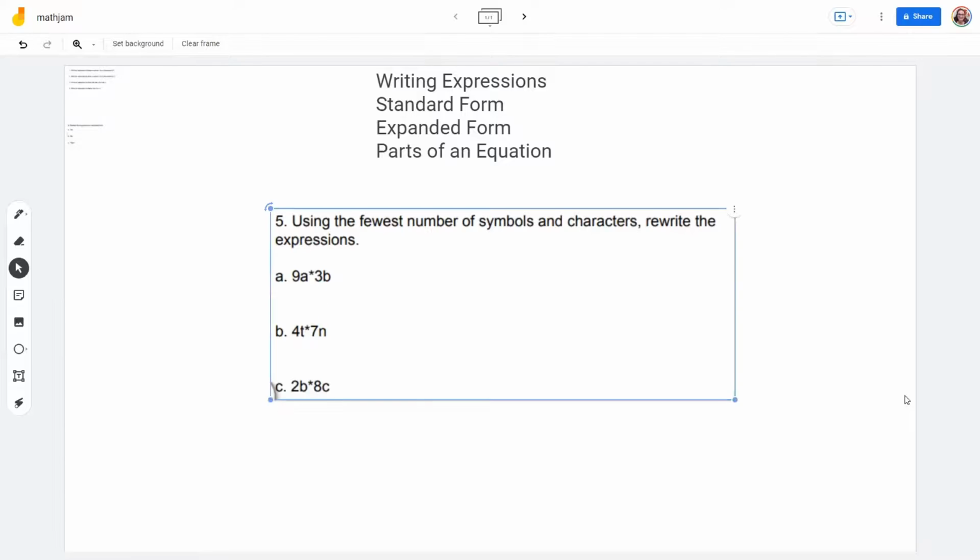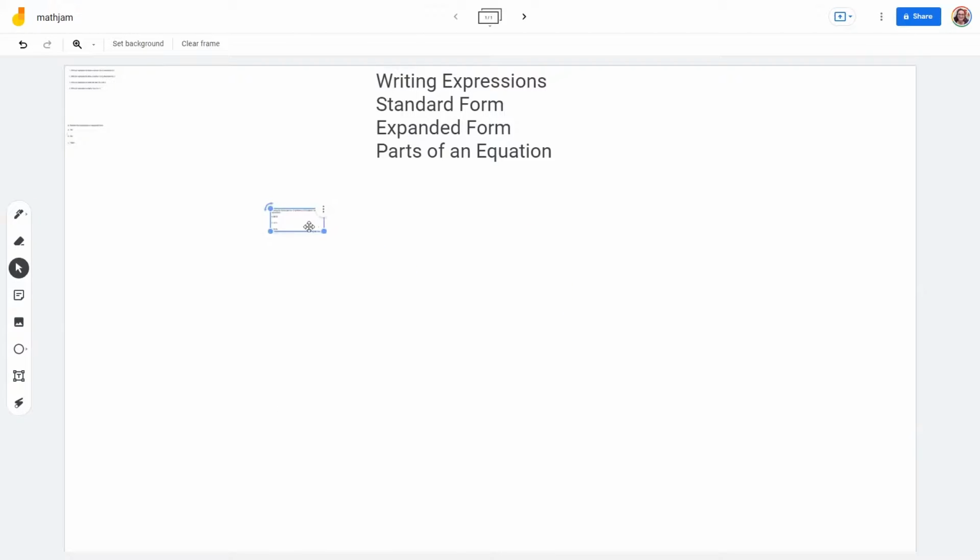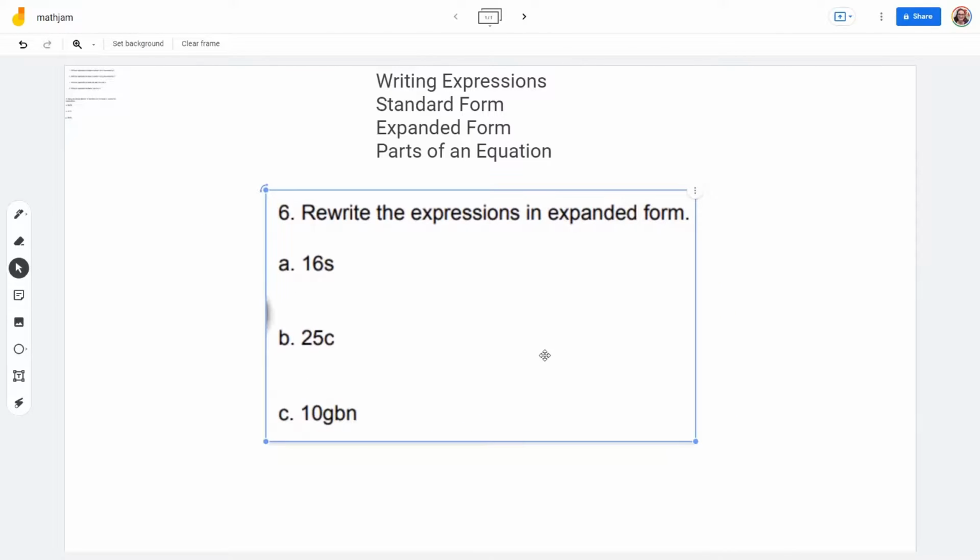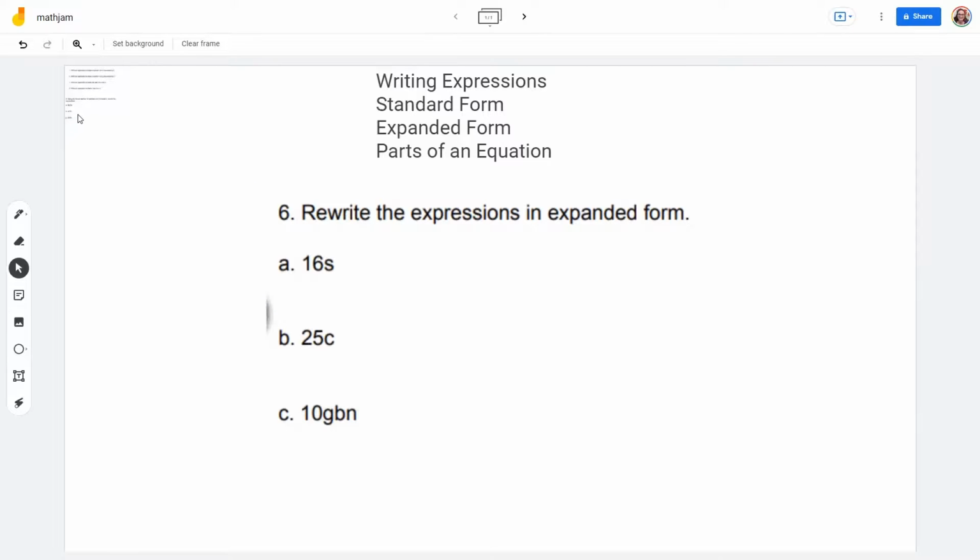Okay, well, those weren't as bad as they looked. Let's see what we've got up next. Okay, so this one wants us to rewrite the expressions in expanded form. So that means we're going to expand these out. Just like in the other one, how we were writing them in standard form, so we were making them smaller, so it looked more like 16s.